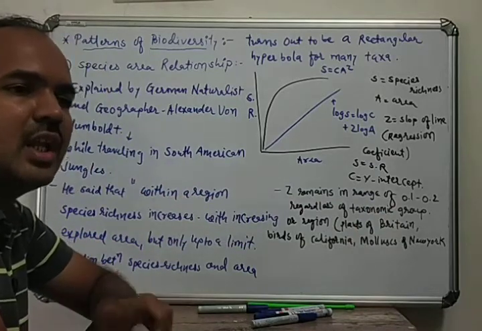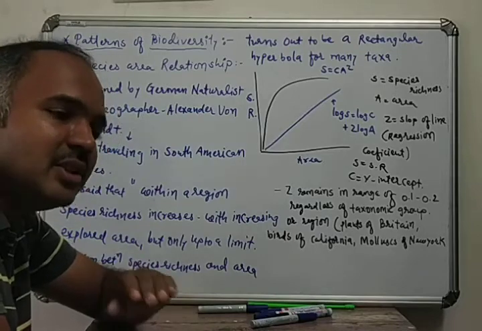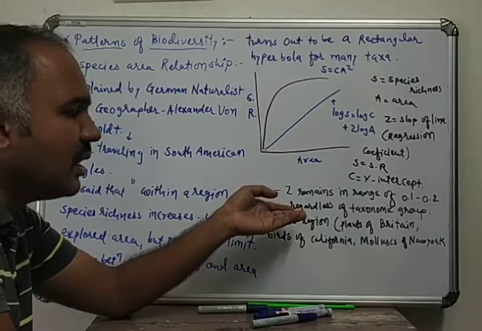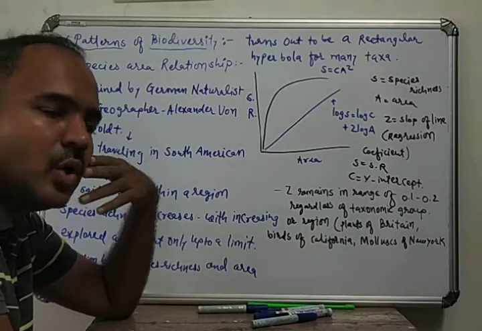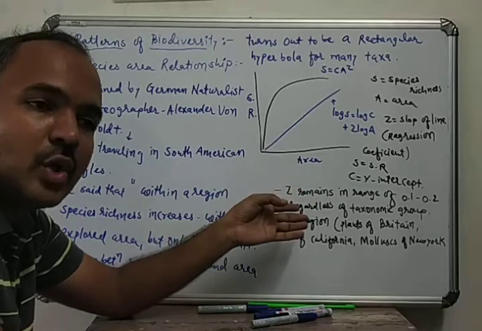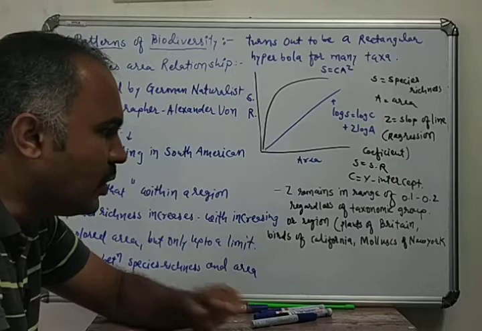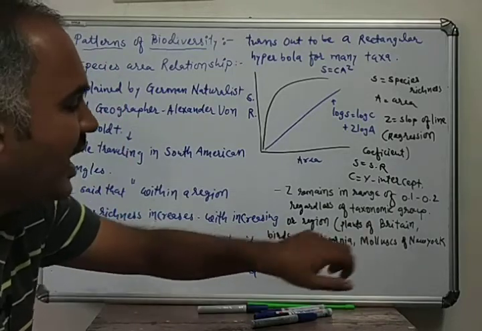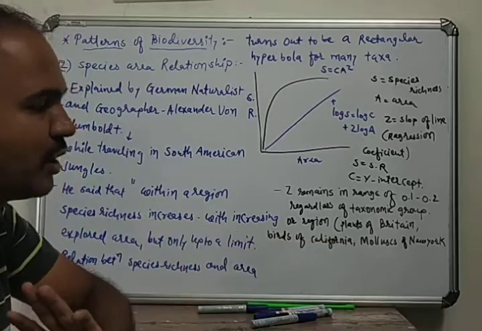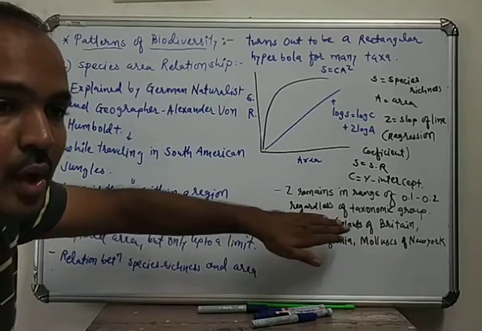Evolutionary biologists observed that regardless of taxonomic group, the Z, or slope of the line, or regression coefficient, remains the same in the range of 0.1 to 0.2. Whether it is plants of Britain, birds of California, or mollusks of New York, the Z remains the same for all of them.